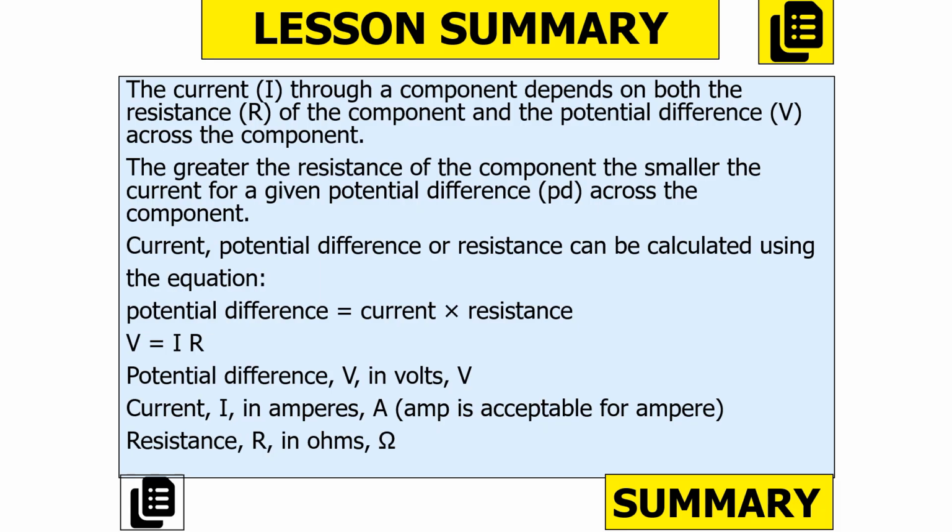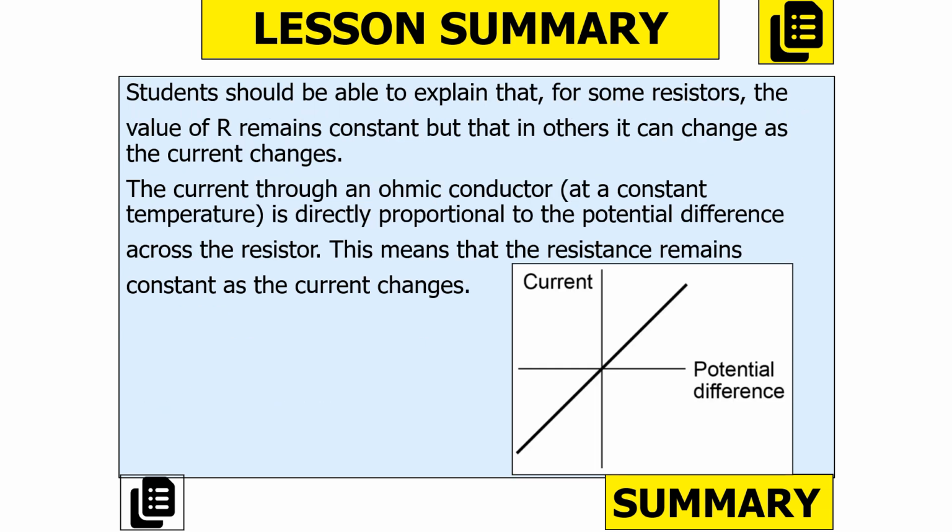So to summarise what we've looked at in today's lesson, the current through a component depends on both the resistance of the component and the potential difference across the component. The greater the resistance of the component, the smaller the current for a given potential difference across the component. V equals IR. And students should be able to explain that for some resistors, the value of R remains constant, but in others it can change as current changes.